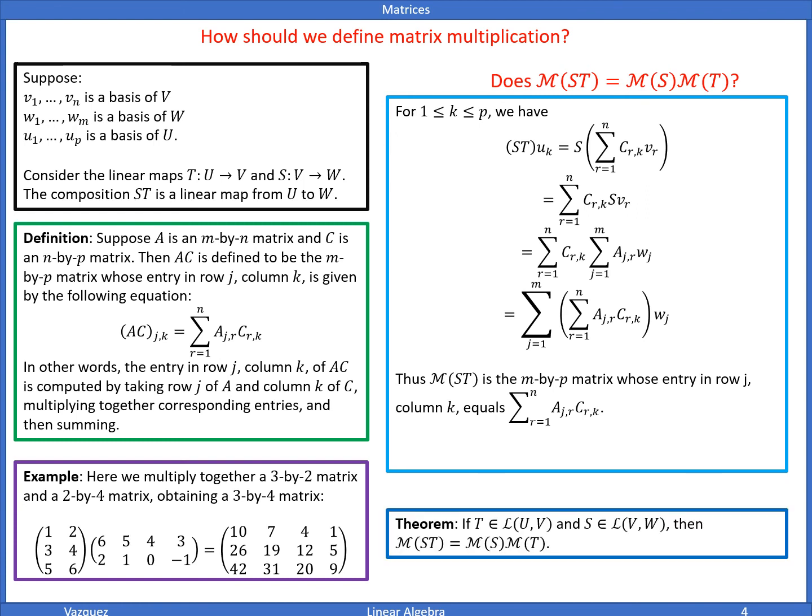And now we have the theorem. If T is a linear map, and S is a linear map as well, T from U to V and S from V to W, then the matrix of ST is equal to the matrix of S times the matrix of T. And the proof for this is up here. If you notice, this is a light blue box because it is indeed a proof showing that this theorem holds.